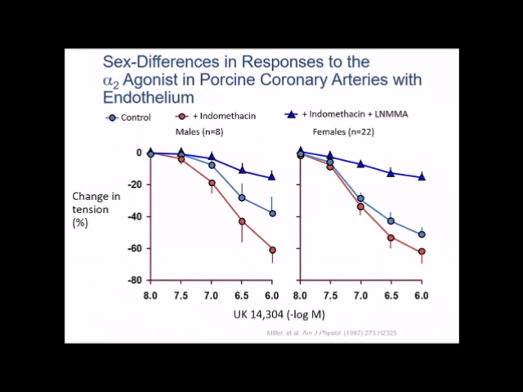Well, what about the endothelial cells? We talked about the autonomic nervous system, and this is a study we did many years ago. This is an alpha-2 adrenergic agonist. These were rings of porcine coronary artery in an organ bath.